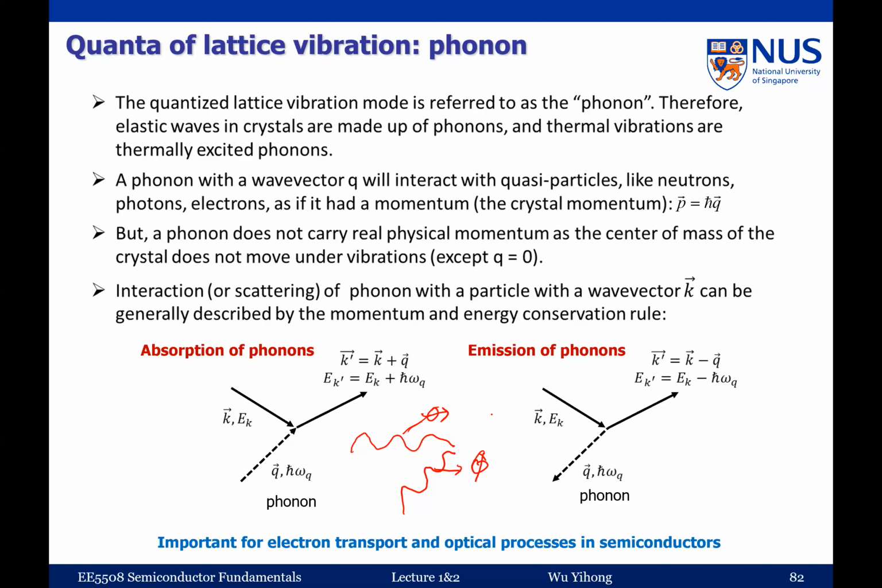This idea is actually general. When you talk about the interaction between two waves, it's always difficult. However, if you quantize the waves into quasi-particles, using a quasi-particle to represent each wave, it's much easier to understand and describe how they interact with each other. After the interaction, you can easily find out the end state of the particles.